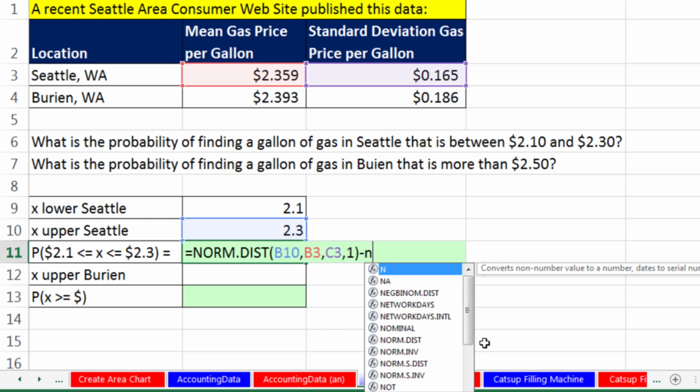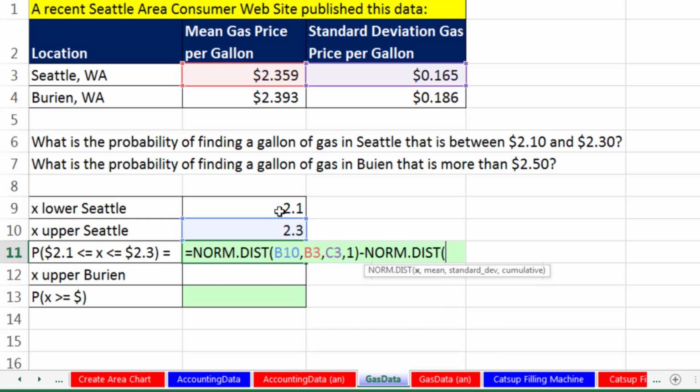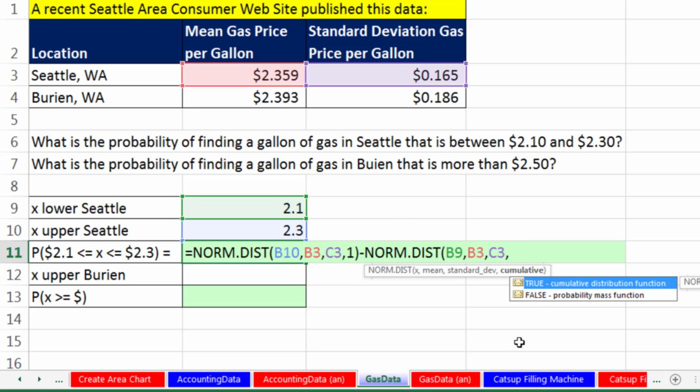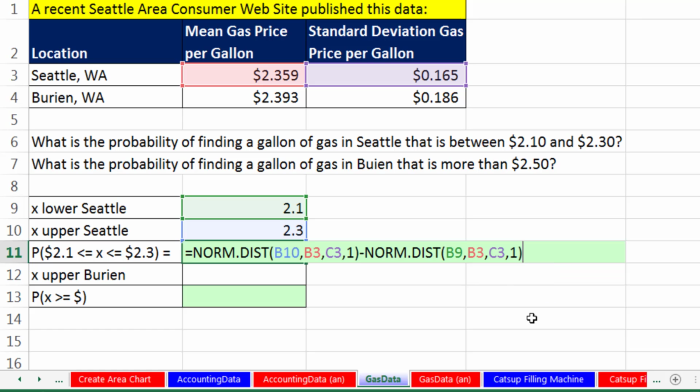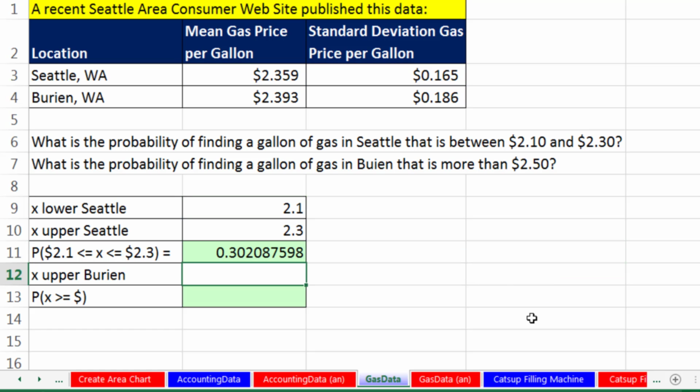F2 minus, and we'll do our NORM.DIST. Our lower x, and then our mean for Seattle, our standard deviation for Seattle, and comma 1 for cumulative. Enter. So the probability that we could find a price between $2.10 and $2.30 is about 30%. Our next question, what is the probability of finding a gallon of gas in Burien that is more than $2.50?